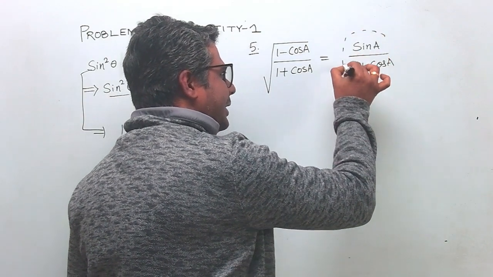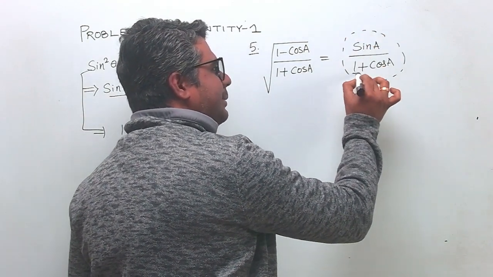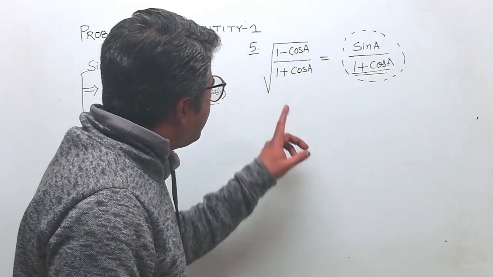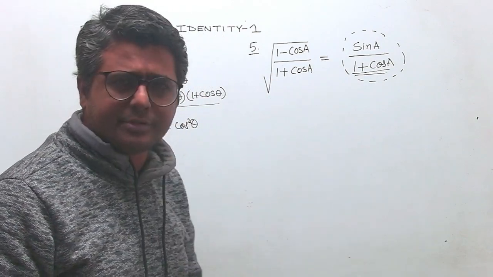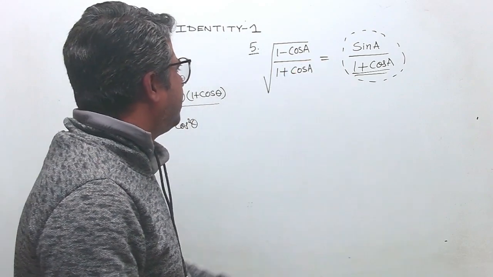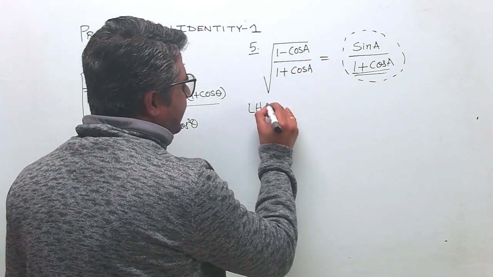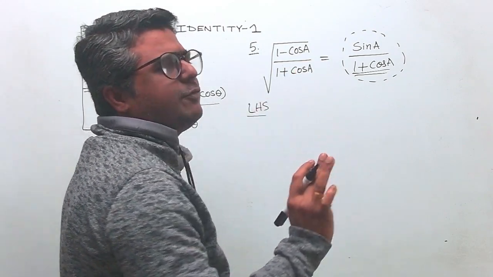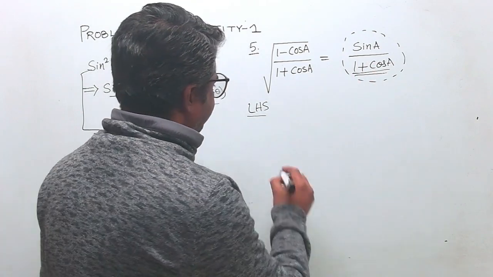Look at the right hand side. In right hand side, it is clearly visible that you need 1 plus cos A, and you have 1 plus cos A over here, right? You already have 1 plus cos A over here, but this is under root. So, what I will do? In LHS, first of all, most easy thing for me to bring is this one. How?